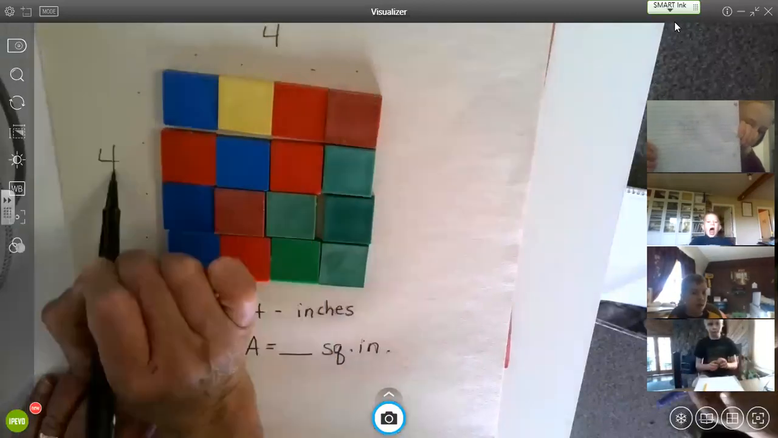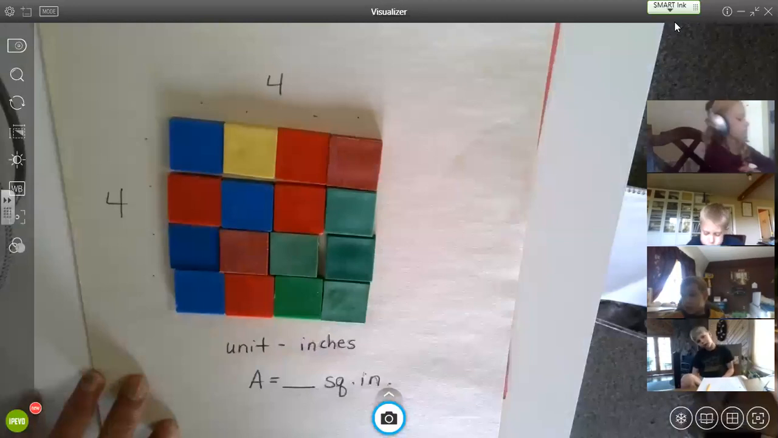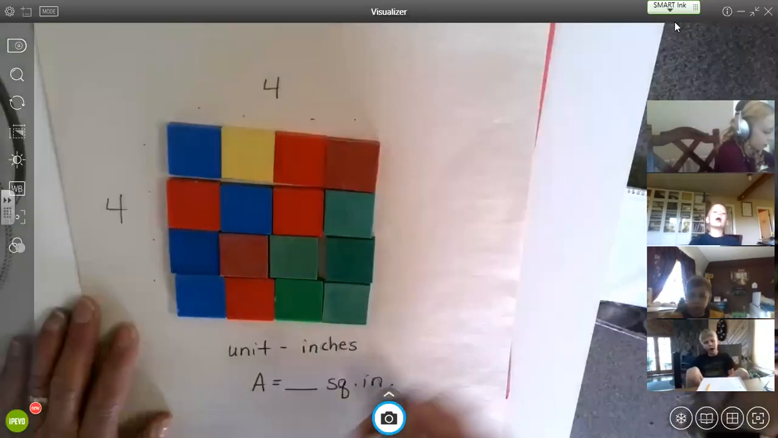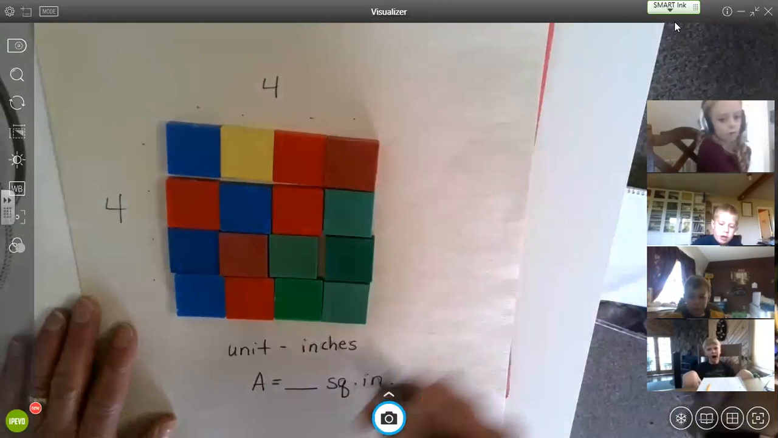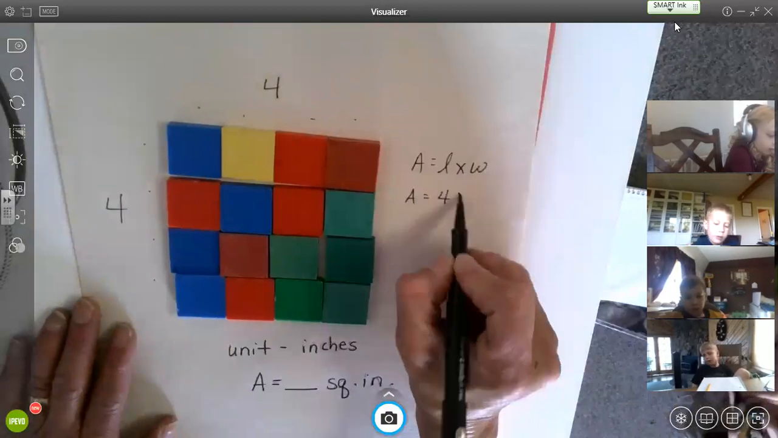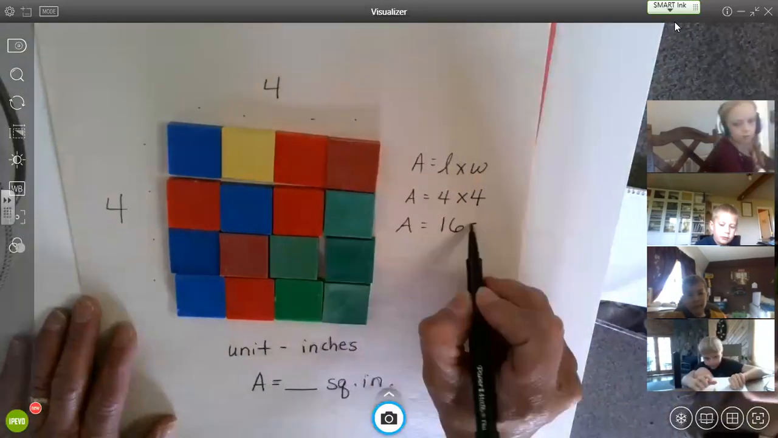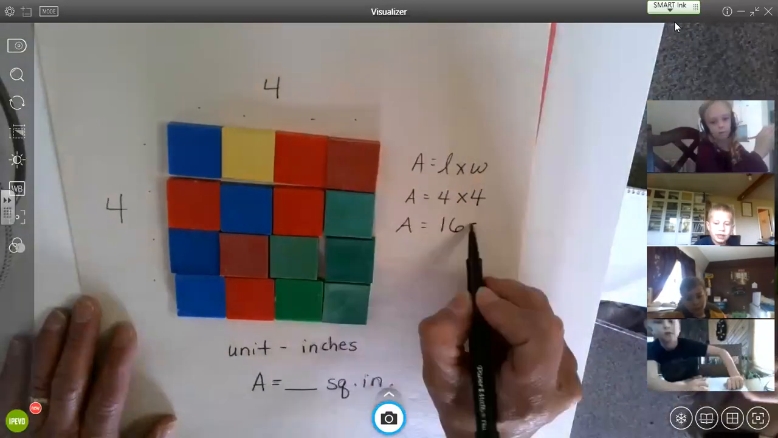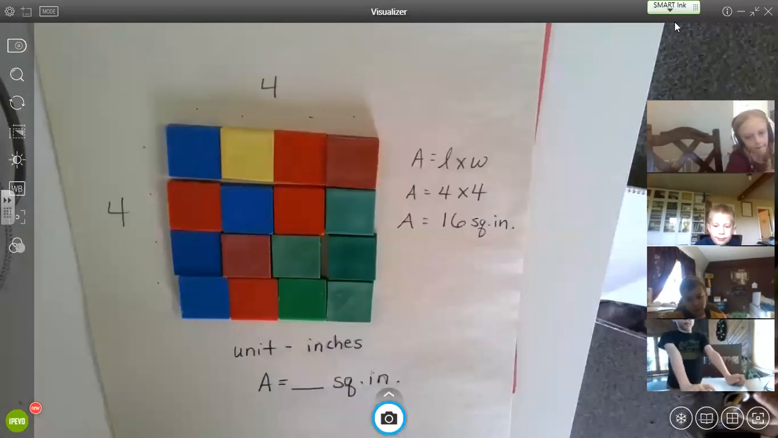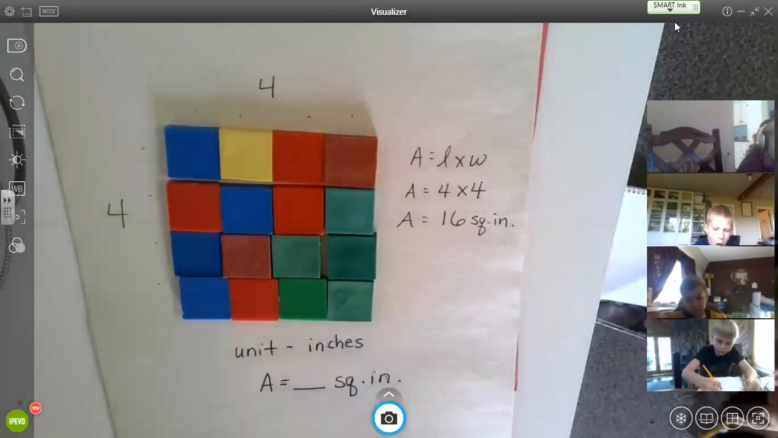So he said you get 4 squares going across and down. So if you know area equals length times width, you should have done area equals 4 times 4, and you could get what? 16 square inches. However, there is another way, Gabe, of finding that. If you did not do 4 times 4 equals 16, how else could you find that area?